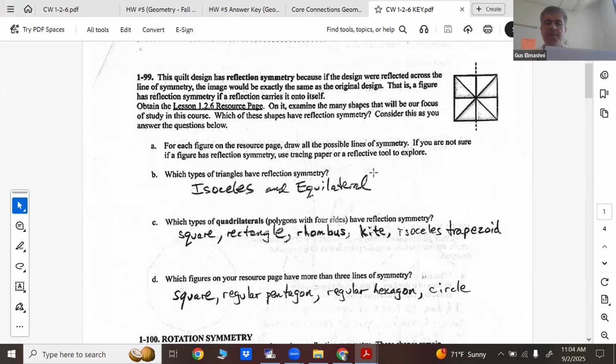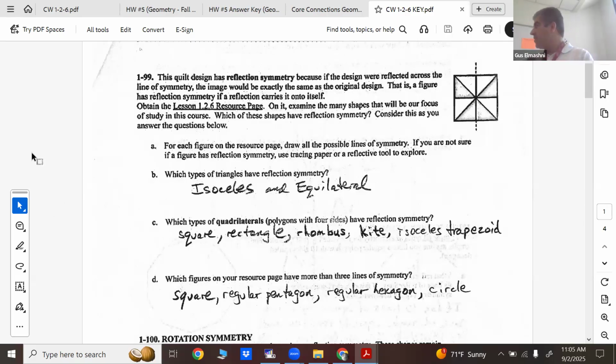What are you guys saying for part B? What type of triangles? And isosceles also. And isosceles. Yeah. And then which of the quadrilaterals, the 4-sided polygons, had reflection symmetry? Definitely rectangle. Definitely square. Definitely kite. Rhombus, definitely. And probably isosceles. Yep. And which one had more than 3 lines of symmetry?